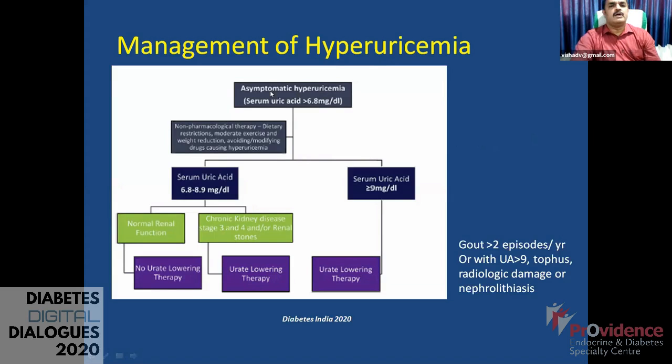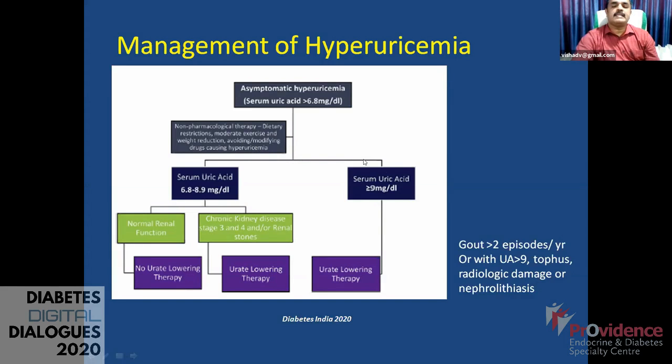So how would we manage asymptomatic hyperuricemia? You have an asymptomatic hyperuricemia, where the uric acid level is, say, more than 6.8 or even 7. You can advise all these patients to go for non-pharmacological therapy, the dietary restrictions as we discussed before: avoidance of red meat, shellfish, alcohol, and high fructose containing sugar syrups. Patients may be encouraged to take coffee. Moderate exercise and weight reduction may be advised. Rigorous exercise, on the other hand, is likely to cause hyperuricemia and hence may be avoided. It is also better to avoid any drugs which are likely to cause or worsen hyperuricemia.